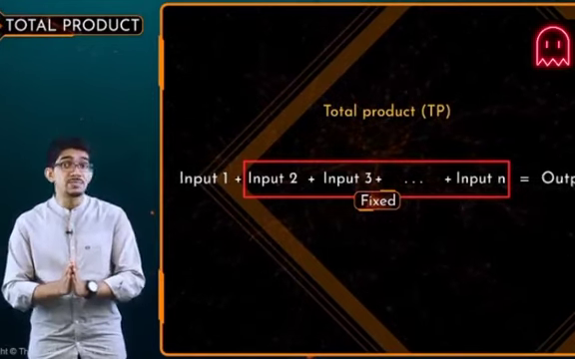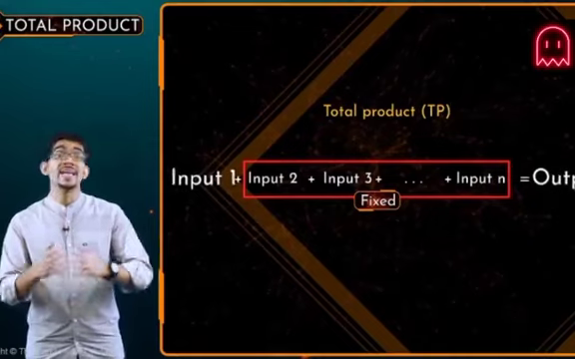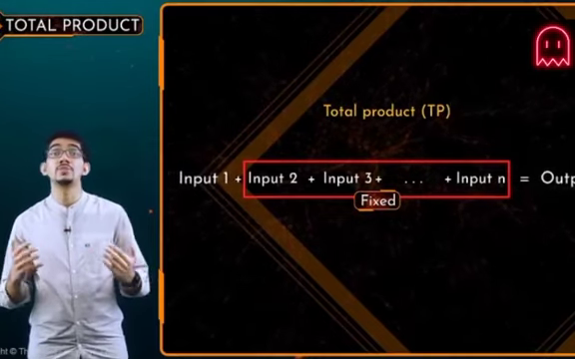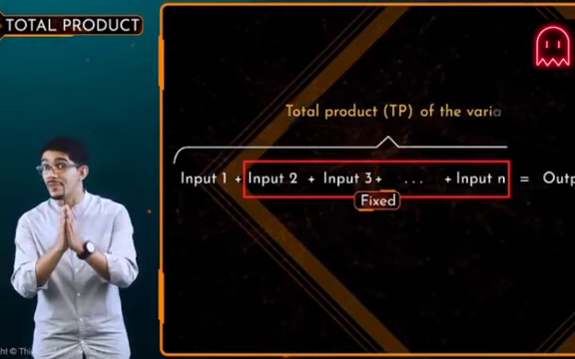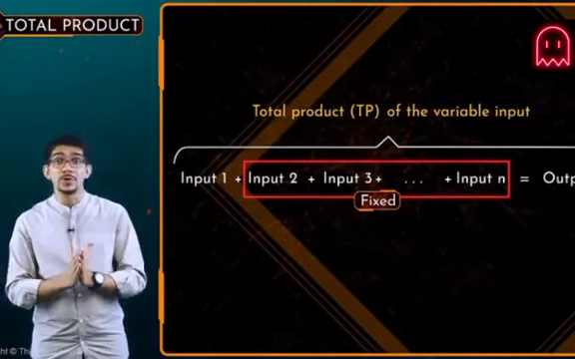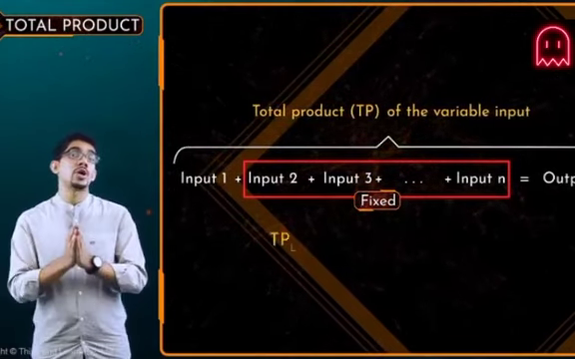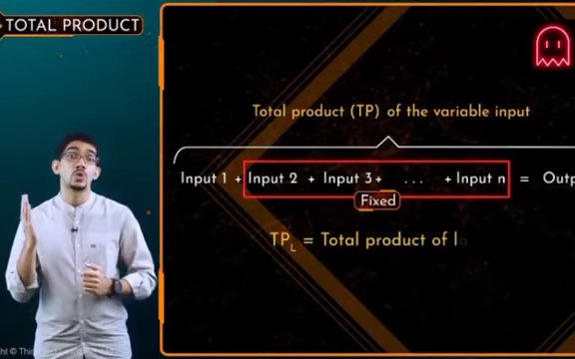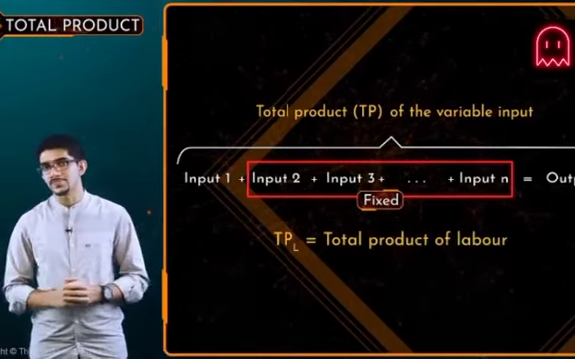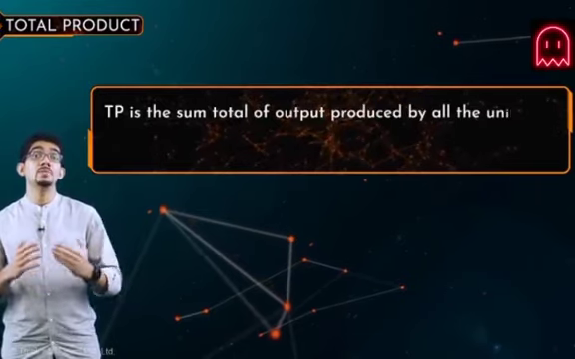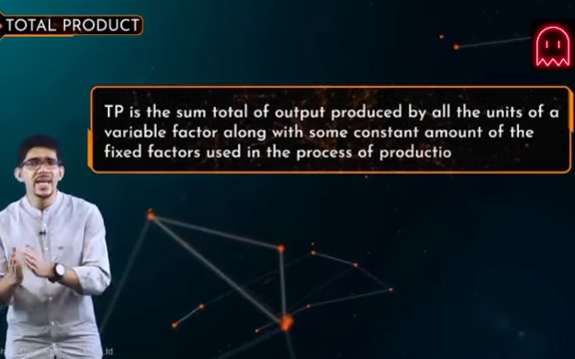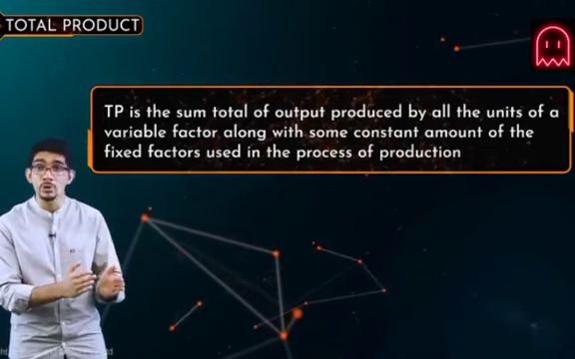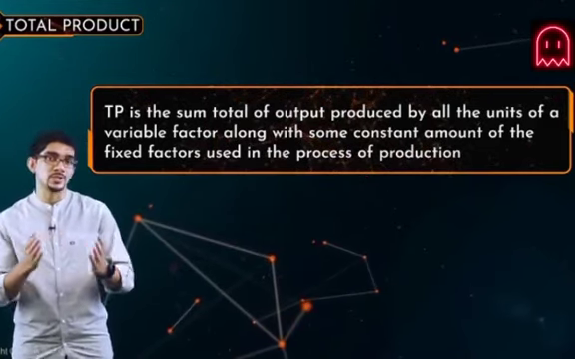This relationship between the variable input and output, keeping all other inputs constant, is referred to as the total product of the variable input. So, if we're talking about labor input, we will talk about TPL, that is total product of labor. TP is the sum total of output produced by all units of a variable factor along with some constant amount of the fixed factors used in the process of production.